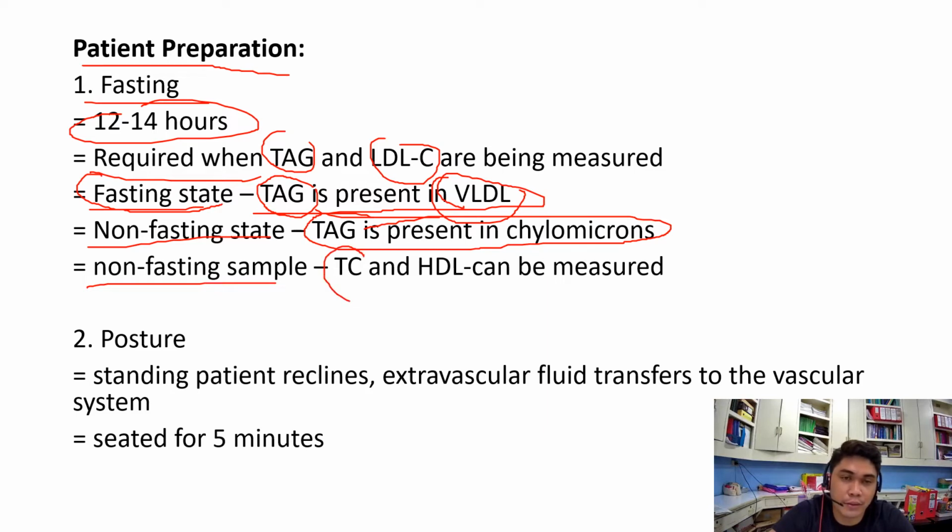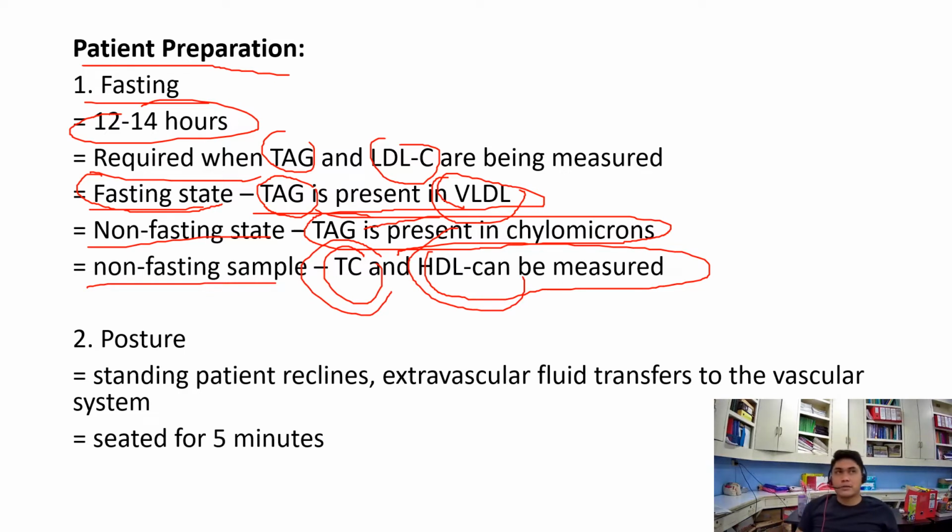For a non-fasting sample, you can use it for total cholesterol and HDL, because a recent meal does not affect total cholesterol and HDL concentration. Triglyceride and LDL require a fasting specimen, because if the patient did not fast, the triglyceride concentration will be falsely increased. Same with LDL, because LDL is just an estimation, and for LDL estimation, you need the VLDL concentration. For VLDL, you use the triglyceride concentration divided by 5, or divided by 2.175. So the patient should fast for TAG and LDL, but for total cholesterol and HDL, no need to fast.